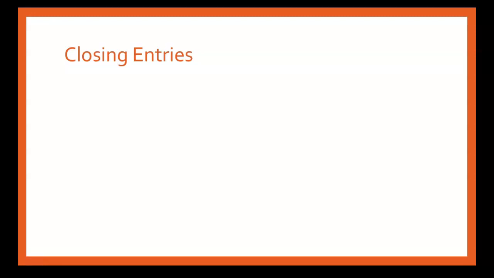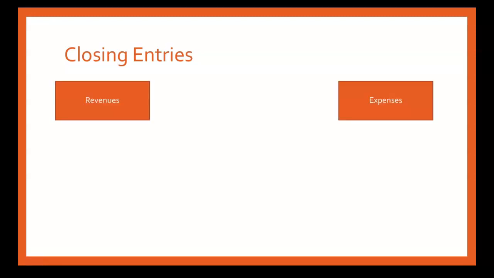Before we take a look at the closing entries themselves, let's just talk about what we're doing with these closing entries. So the first couple steps that we will do are closing our revenues and closing our expenses. And whenever we close an account, what we are doing is zeroing out that account's balance. So we want our revenue accounts to have a zero balance at the end of this. We want our expense accounts to have a zero balance.